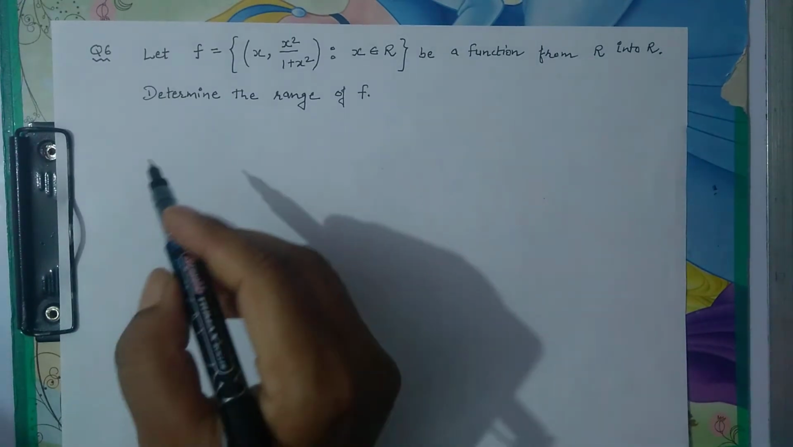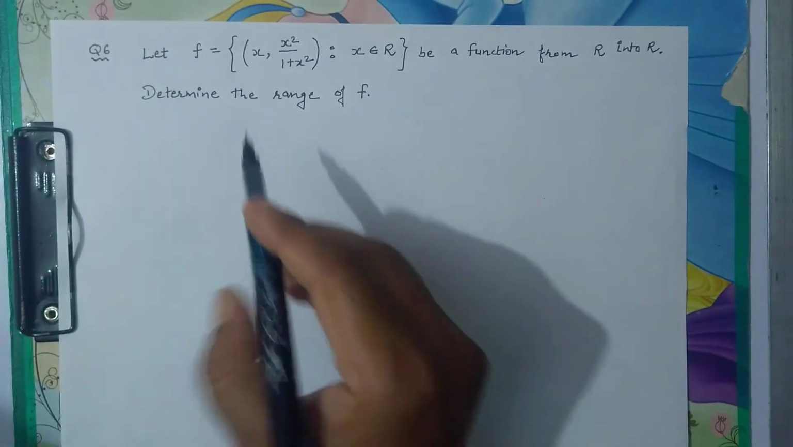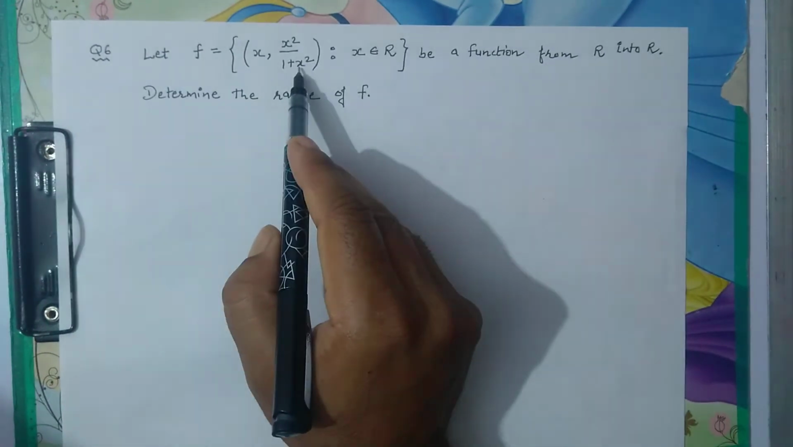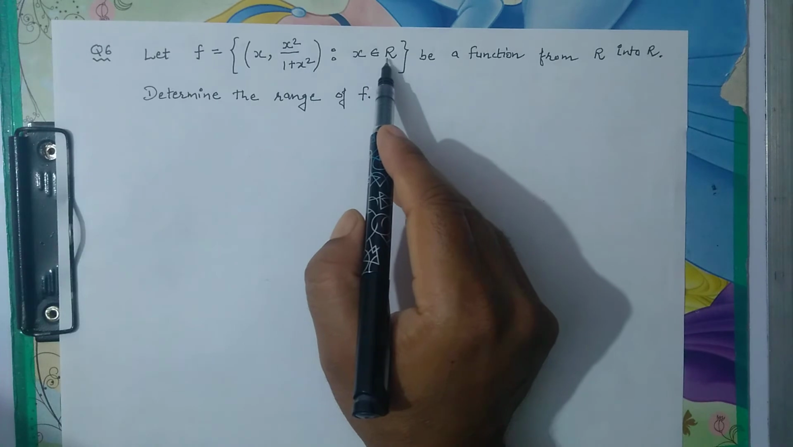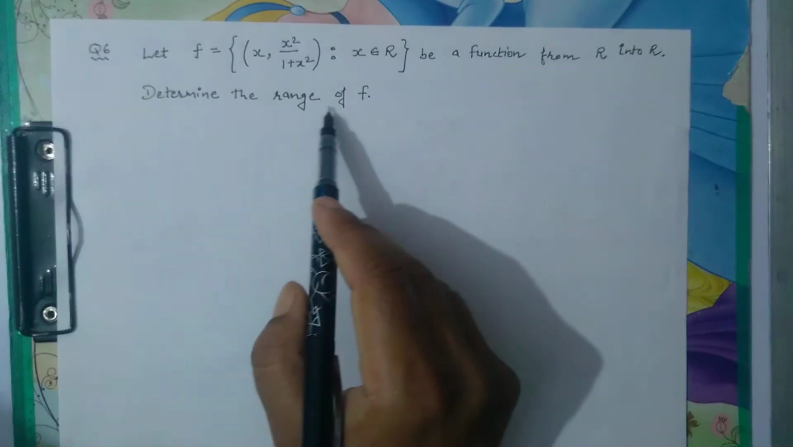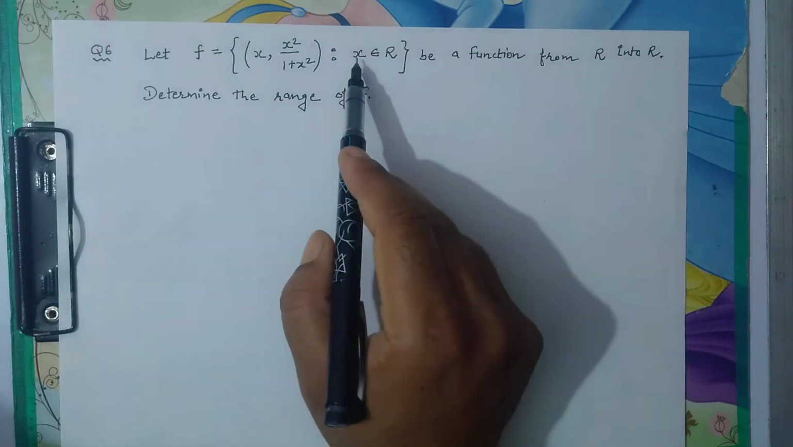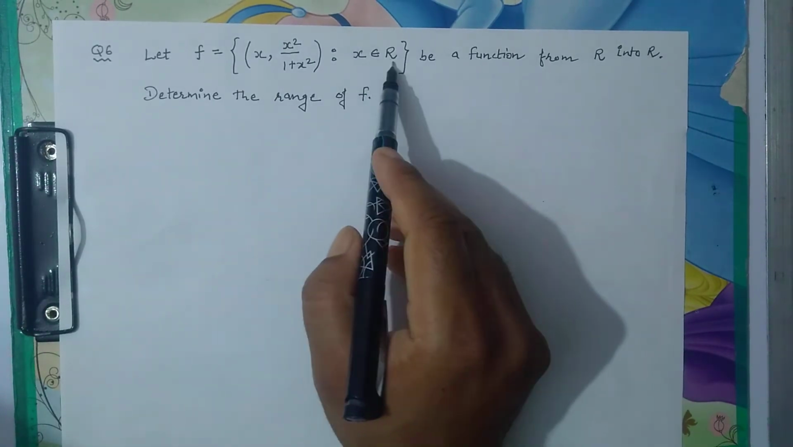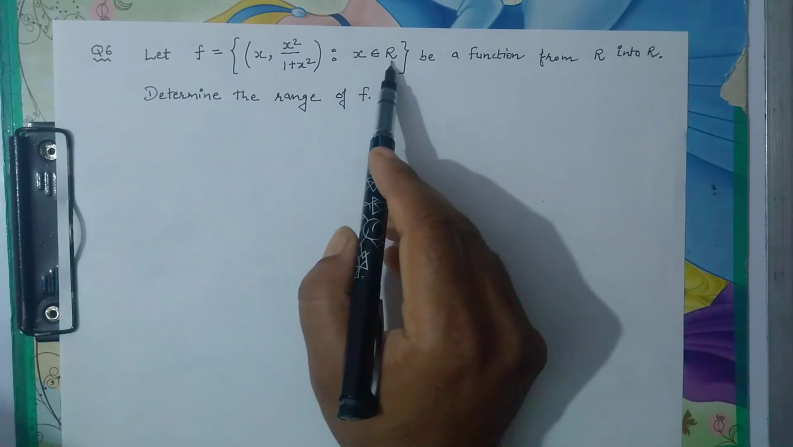Now coming to question number 6. Let f is equal to x comma x square upon 1 plus x square, x belongs to R, be a function from R into R, determine the range of the function. Because x belongs to R, so domain of the function, it is already given. Domain of the function is set of all real numbers.